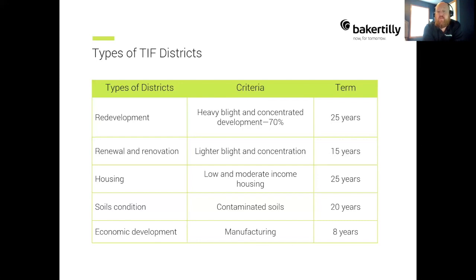Similarly, with economic development, it could be a greenfield site, but it's the end use of the property, the manufacturing use in that case, that allows that property to be created within a TIF district, and that has the shortest period at 8 years from the first receipt. Economic development districts are about creating jobs within a limited scope of project types, mostly manufacturing related, and also warehousing and distribution. Unfortunately, office or retail type uses are not eligible under an economic development district.